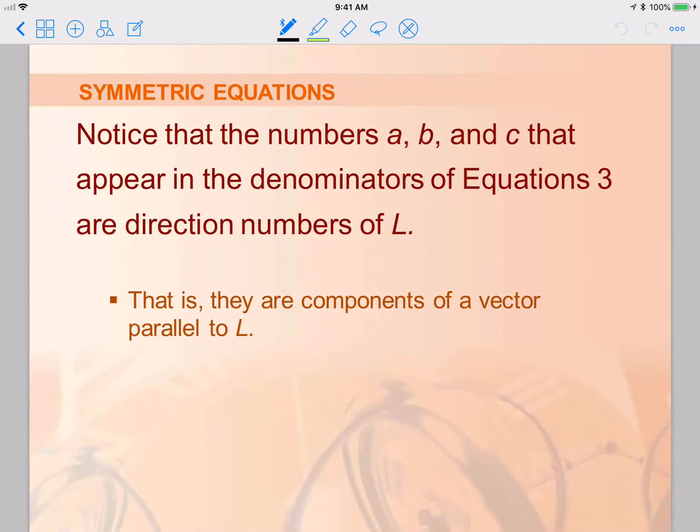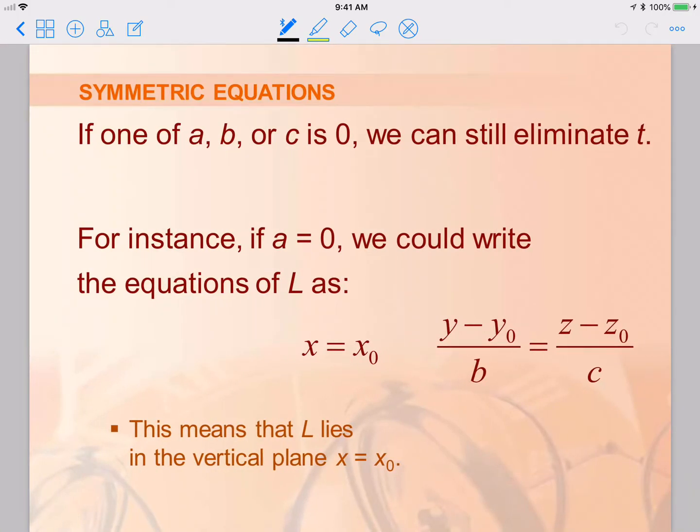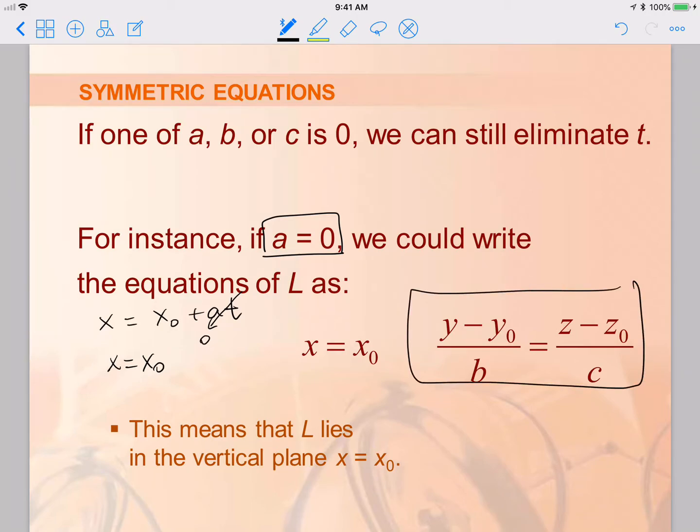Okay. And we have different versions if, for instance, a is equal to 0. So imagine if a is equal to 0, then remember how we have x equals x naught plus ta? If a is equal to 0, then that term goes to 0. So we just have x equals x naught, but we can still solve these other two expressions for t and equate them.